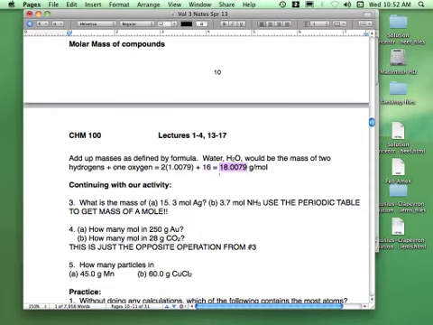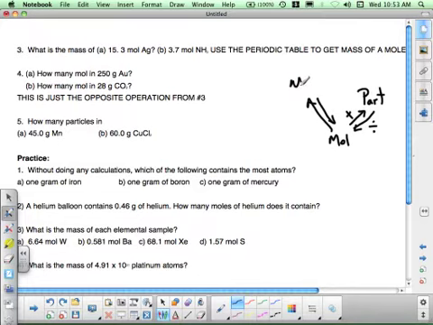So I'm going to draw my little mole chart right here. So we have mole in the middle, particles, which we have already done, back and forth using Avogadro's number. All right. And then our new deal is going to be going back and forth between mass and the mole using the periodic table. Okay.